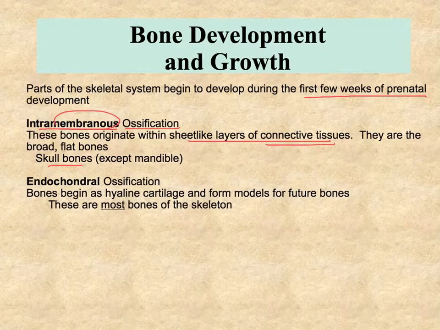But most of your bones come from endochondral ossification. And if you see this chondral word, if you remember, that is referring to cartilage. We saw the chondrocytes, the specific cells that made cartilage, in our connective tissue video. And so in this situation, the bones begin as hyaline cartilage, as models of the future bones. They are in the shape of the future bones, and then the cartilage is slowly replaced by the hard bone matrix, by the osteoblasts. And most of the bones of the skeleton do develop as endochondral bones being ossified.